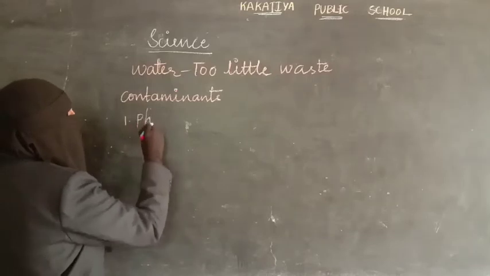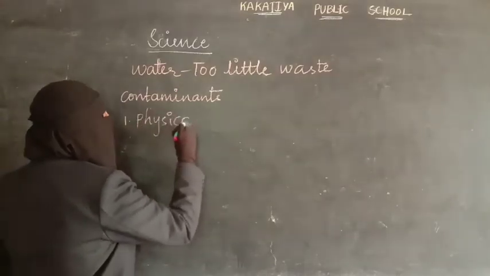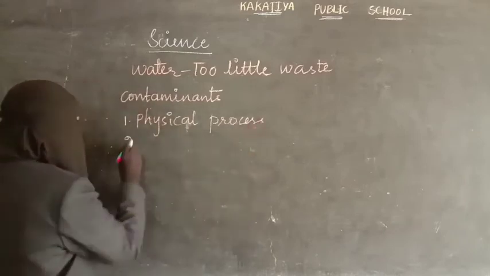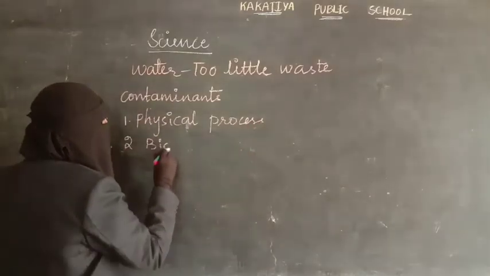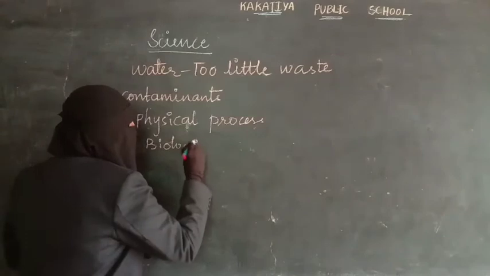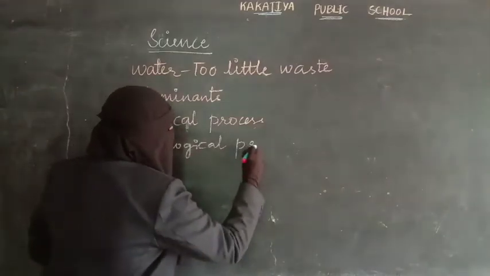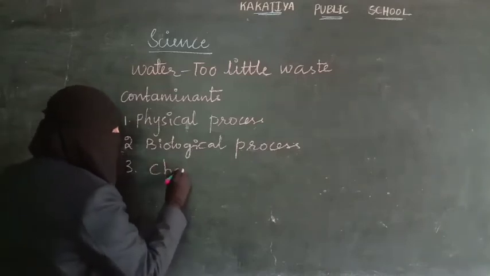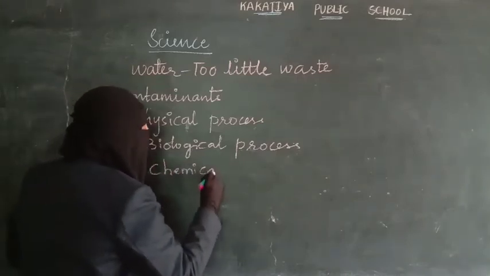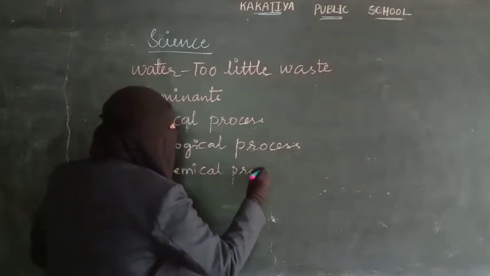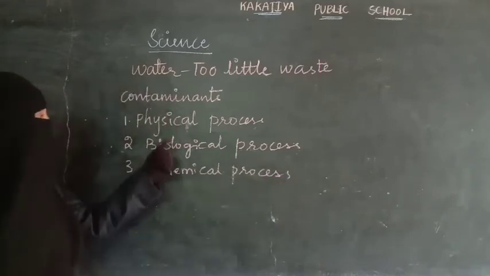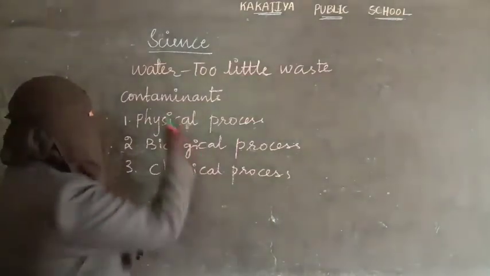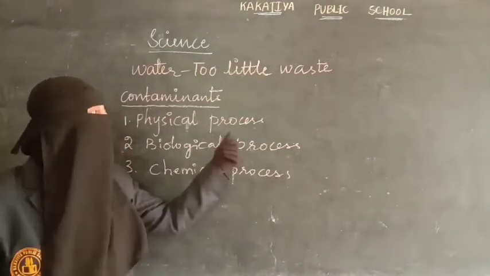In a sewage treatment plant, first the physical process will take place, then the biological process, and then finally the chemical process. So sewage is treated by using these three processes: physical, biological and chemical, because we have three types of contaminants in it.